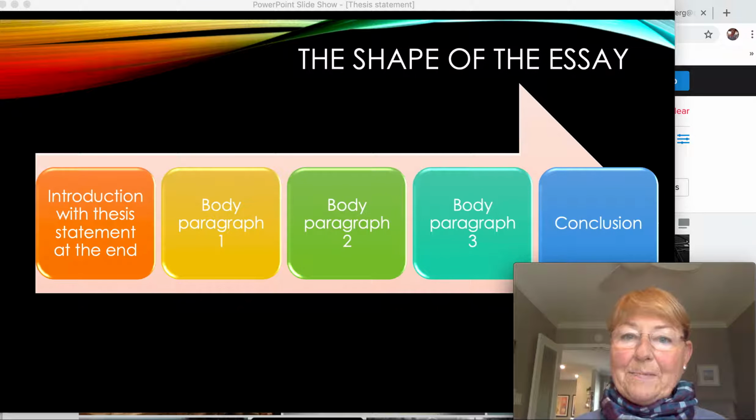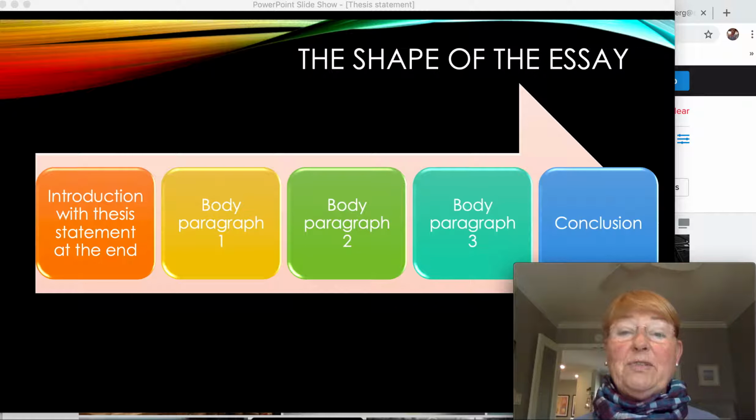Then come the body paragraphs, body paragraph 1, 2, 3, 4, 5, etc. And the last paragraph is a concluding paragraph. Normally we will have 3 body paragraphs, could be 2, could be 4. But the 5-paragraph essay is composed of an introductory paragraph, 3 body paragraphs, and a concluding paragraph.